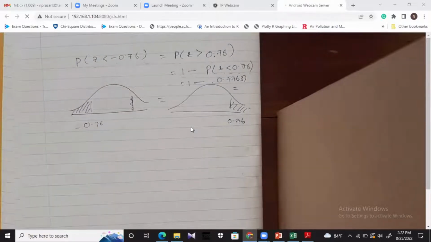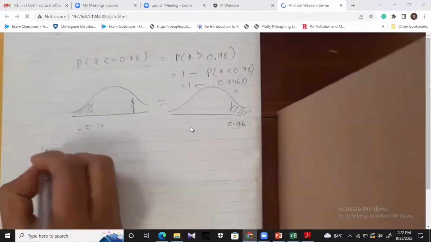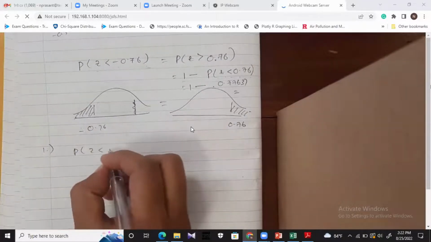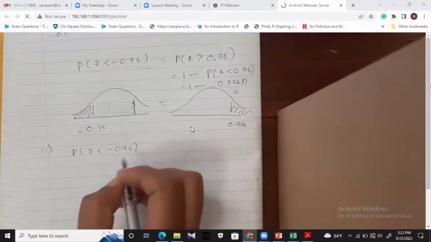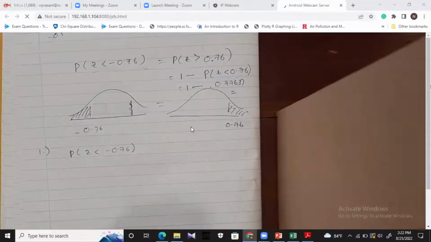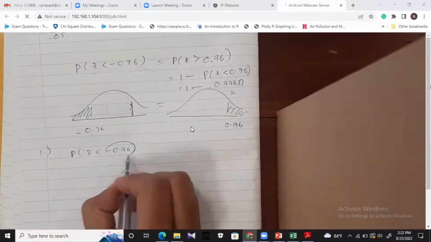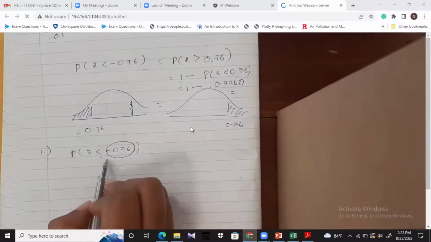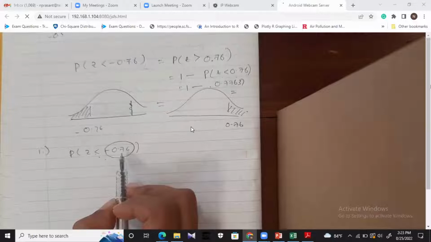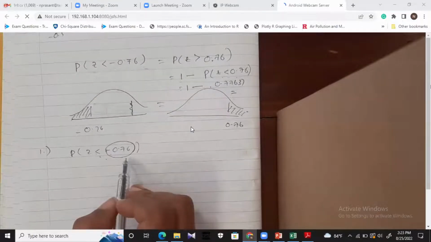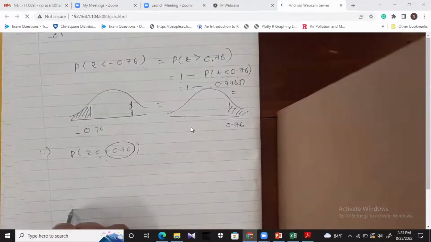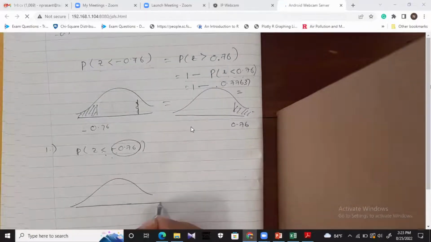This example, right? We want to find P(Z < minus 0.76). No, we cannot read this value from the table since the table does not have negative values. Therefore, we are going to change this inequality. Definitely, we have to convert this negative value into a positive value. Otherwise, we can't use the table. So, before writing that inequality, let's draw the distribution first.